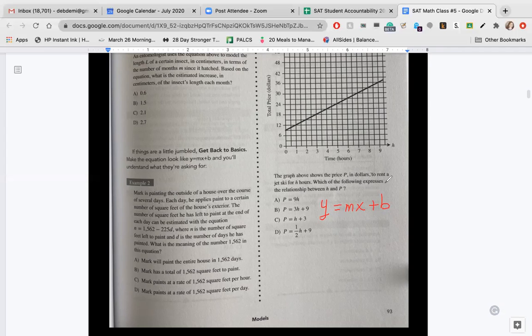Okay, so remember, what is B? Someone say what B is. Anybody? Man, I hate Zoom.